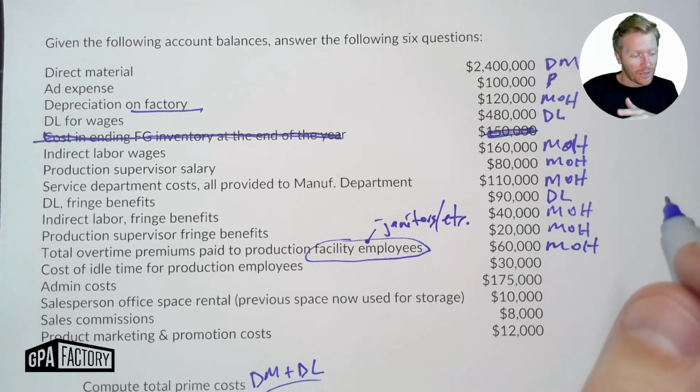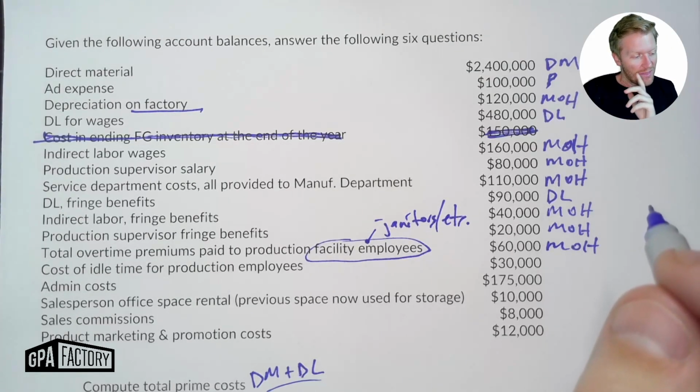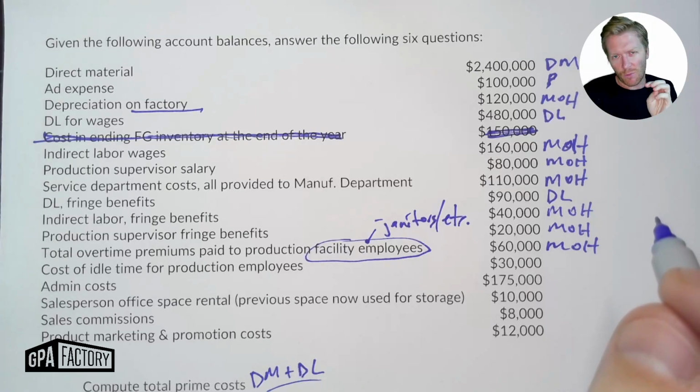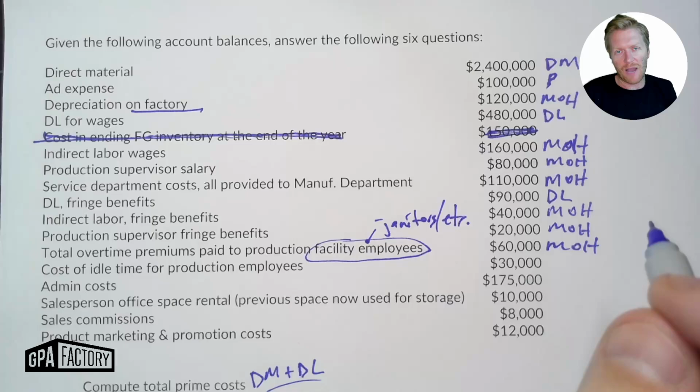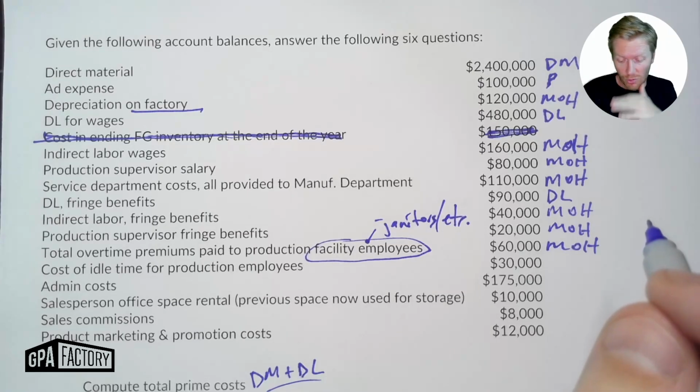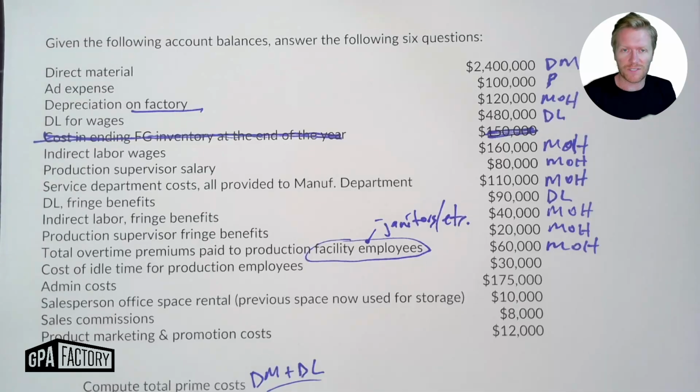I would definitely argue that total overtime premiums, especially if it's going to be for frontline workers, would be considered direct labor. Okay, but total overtime premiums for just production facility employees that are working all over the place is going to be more manufacturing overhead. It really should be more specific or clear about what kind of facility employees this overtime applies to. But for these purposes, we are going to consider that manufacturing overhead.